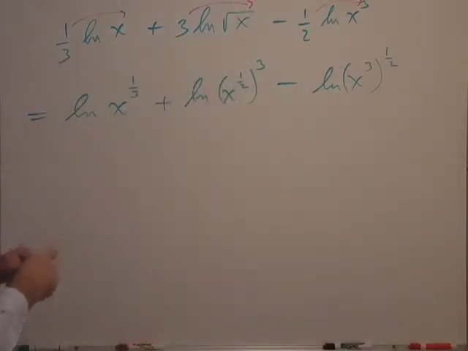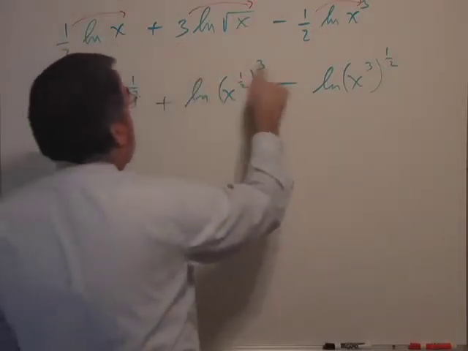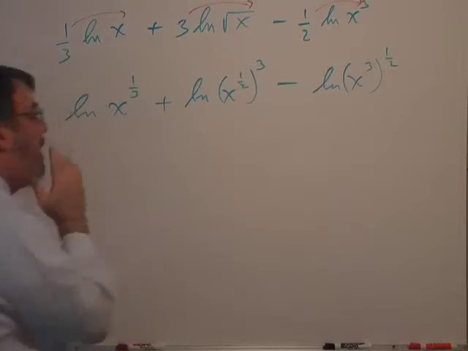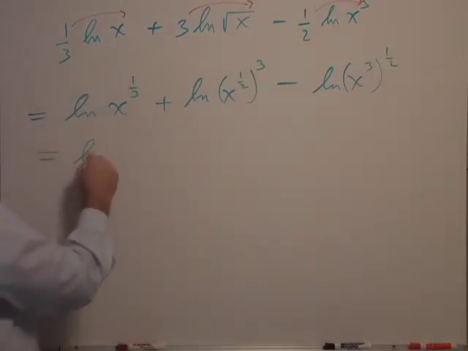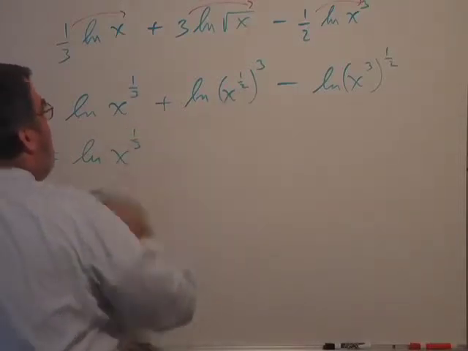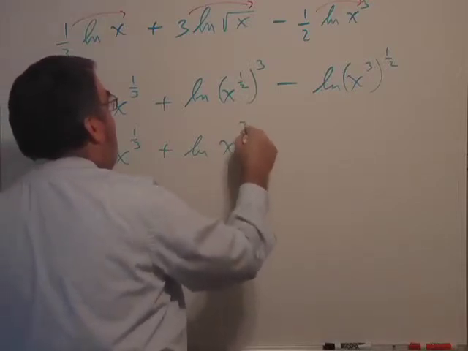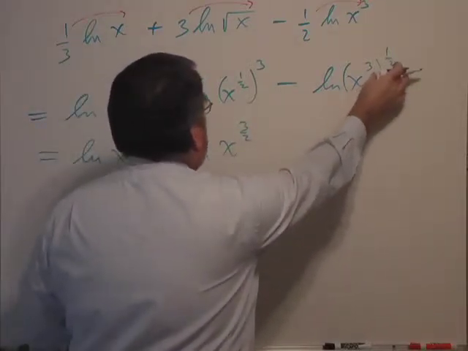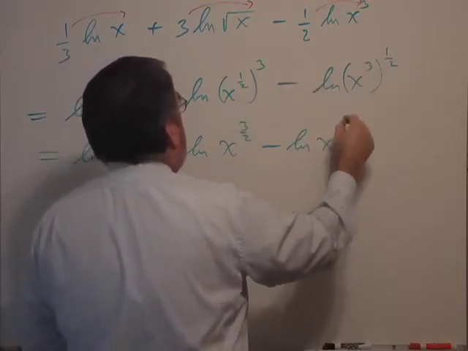You can see that this 1/3 went up to here, this 3 went up to there, and this 1/2 went up to there. So what do we have? This is the natural log of x to the 1/3. And here, if I take out my parentheses, I have plus natural log of x to the 3/2. And then here, same thing, multiply your exponents. This is minus natural log of x to the 3/2.